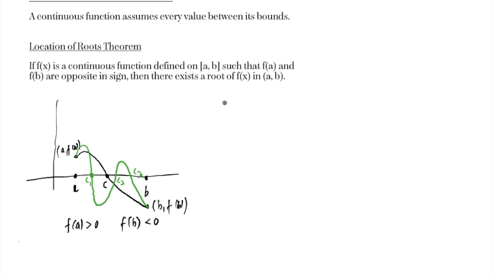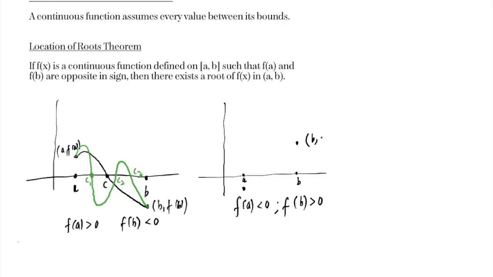Now similarly, we can have the case that f of a is negative and f of b is positive. So now let's consider a case that f of a is less than 0 and f of b is greater than 0. Then if this is the point a on the x-axis, and then suppose f of a is a point here, and suppose this is a point b on the x-axis, and suppose f of b is here. So this point has the coordinates b comma f of b, and this point has the coordinates a comma f of a. Then as the graph of the function is continuous, it starts at this point a comma f of a and it has to reach the point b comma f of b.